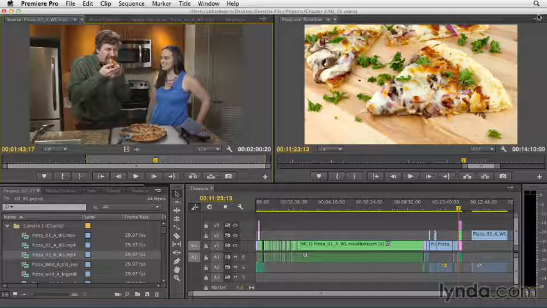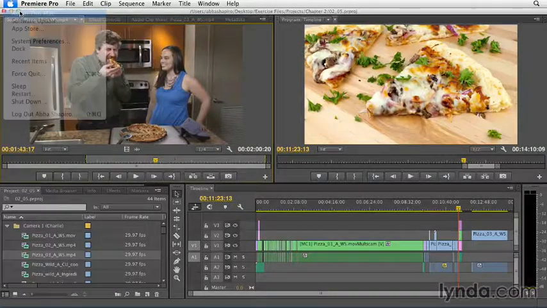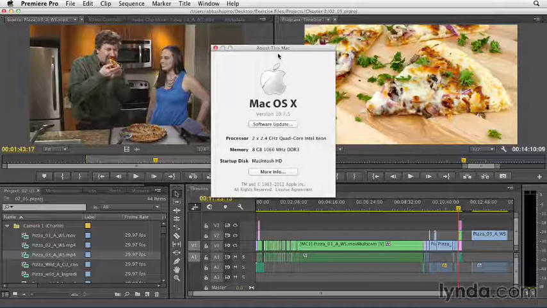The Mercury Playback Engine is actually a combination of several items in your computer. It's a combination of how Premiere Pro uses the RAM that you have, the processor or processors that are in your system, as well as the video card. Now, let's take a look at the system I'm working on. We're on a Mac, so I can find out the details about my system under About This Mac. You can find out similar information on your PC.